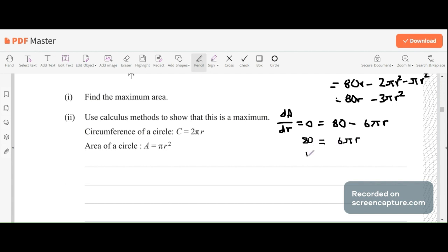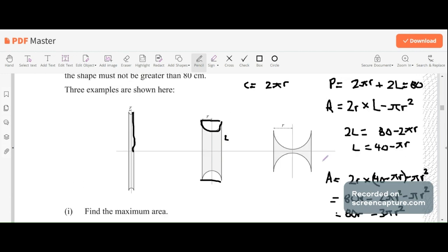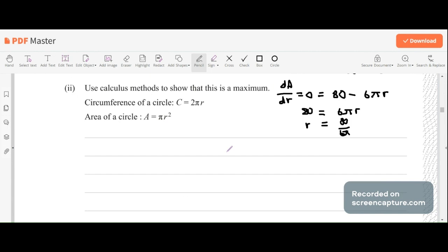That means that r equals 80 divided by 6 pi, which would be approximately 4, which seems reasonable. 4 for r, and then L, yeah, that seems about right. So r equals 80 over 6 pi. Now we need to substitute that back into our equation to find the area.